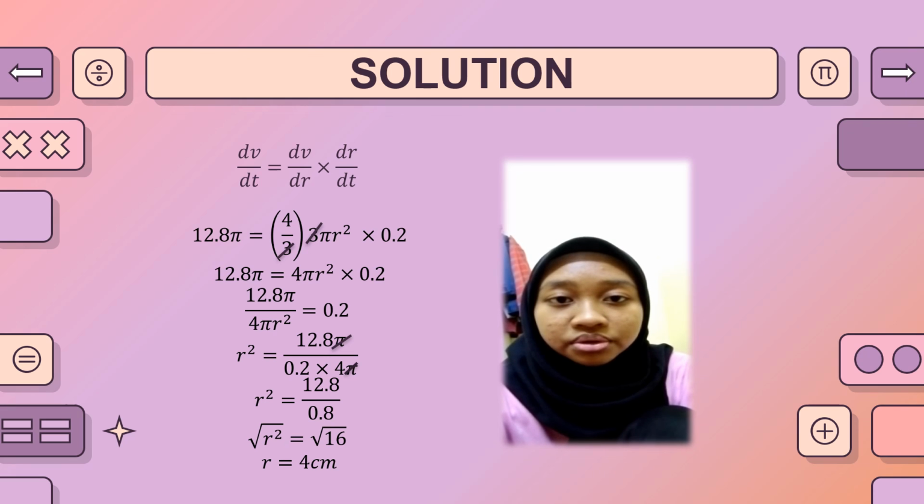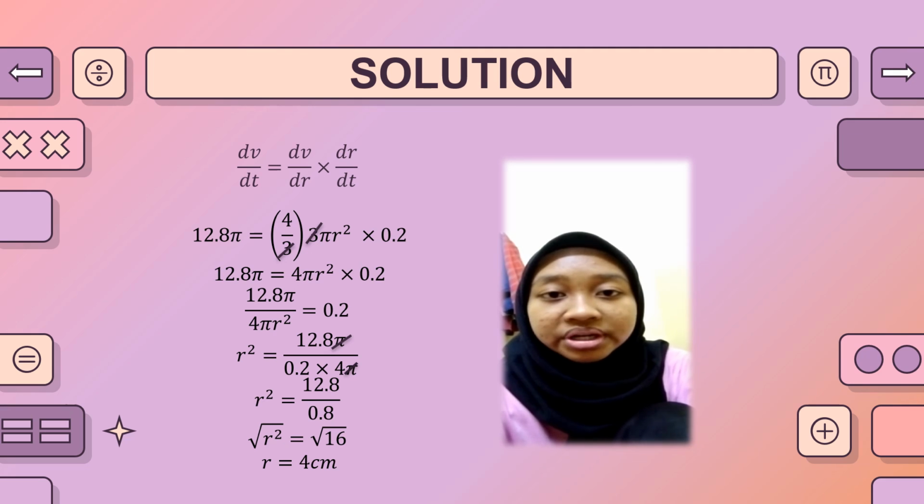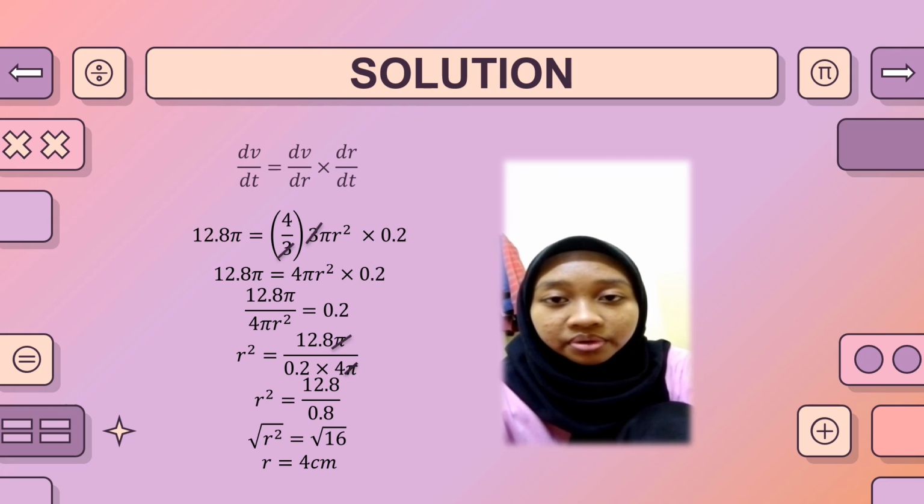Bring 4 pi r squared to the left side and it becomes 12.8 pi over 4 pi r squared equals 0.2. Bring 12.8 pi over 0.2 multiplied by 4 pi to the right side. It will become r squared equals 12.8 pi over 0.2 multiplied by 4 pi, and after that remove pi. It becomes r squared equals 12.8 over 0.8. And then replace r squared with a square root, so r equals square root of 12.8 over 0.8, which becomes square root of 16. So the answer is r equals 4 cm. So that's all from us. Thank you.